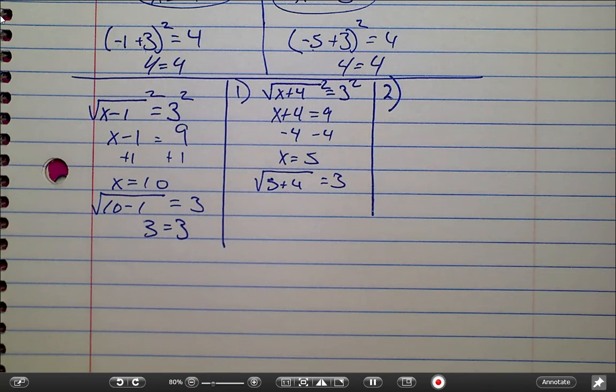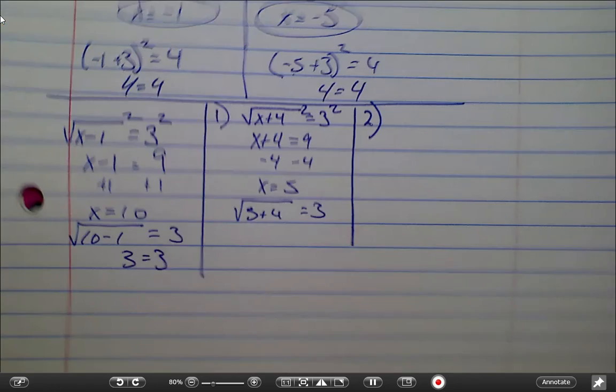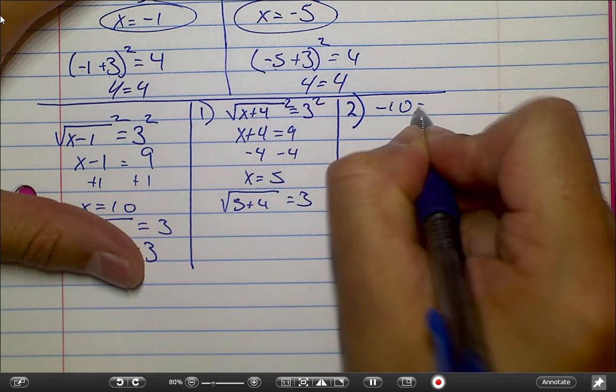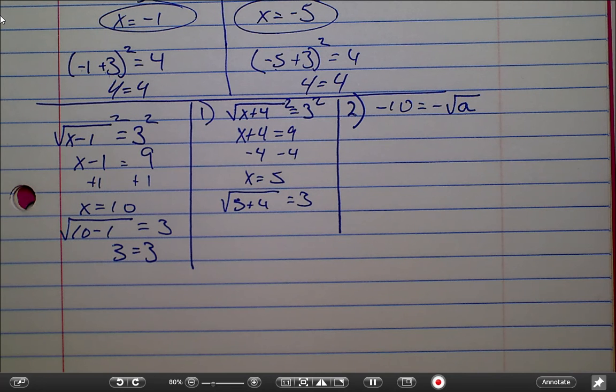Now we're doing number 2. Negative 10 equals negative root a. I get negative 100. Wait, what? Now, at this point right here, I want to make sure I get the square root by itself before I do any squaring.